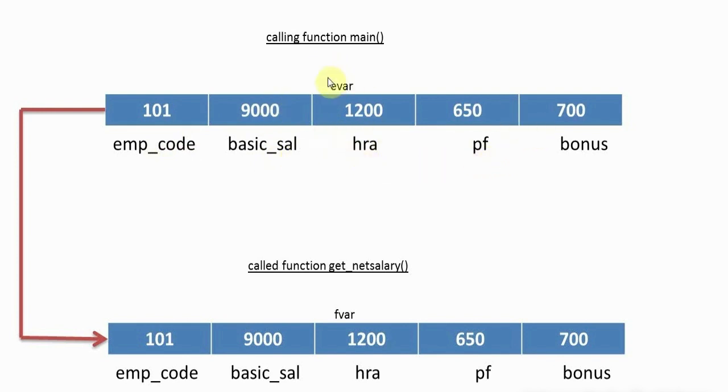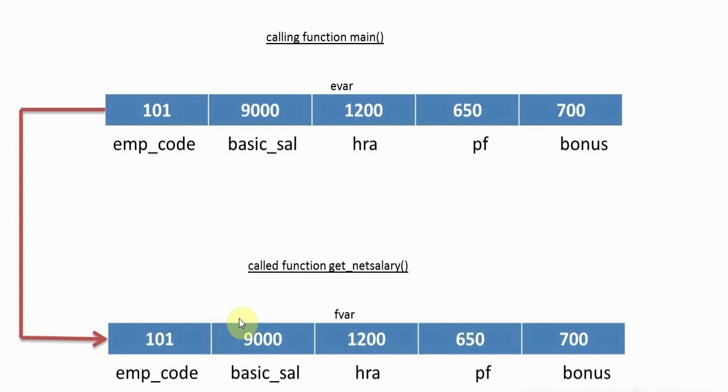When I would pass this structure to the called function, name of which could be anything, in this example, it is get_net_salary. When I will pass this structure evar to this called function, the whole copy, the whole structure would be passed to this called function along with values also. So you can clearly see this is an example of call by value.